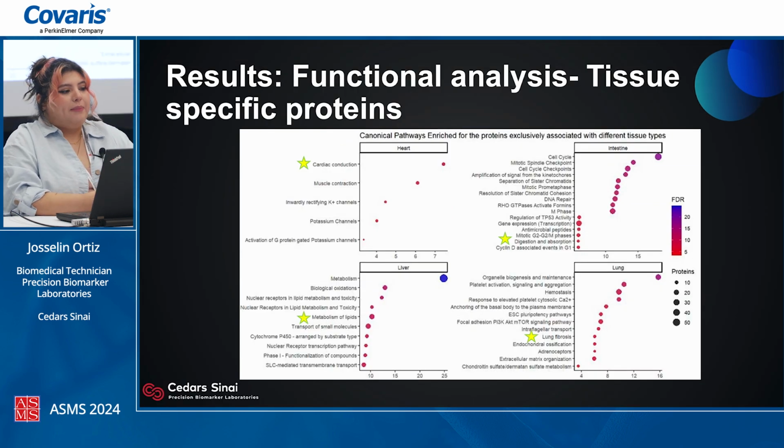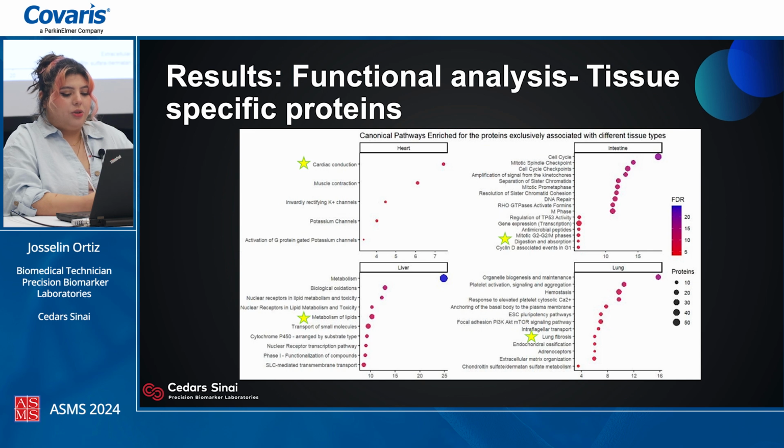And then based on that previous Venn diagram, we took the unique proteins from each tissue type and did a functional analysis using a molecular signature database to see which canonical pathways were enriched. So if you look at this dot plot, the dot size represents the number of proteins associated in the specific pathway, and the color of the dots represents FDR significance.